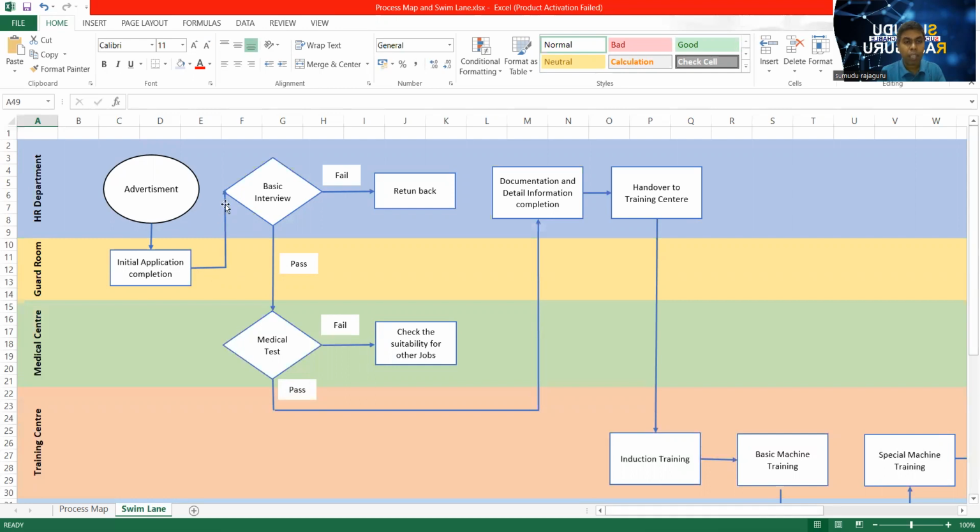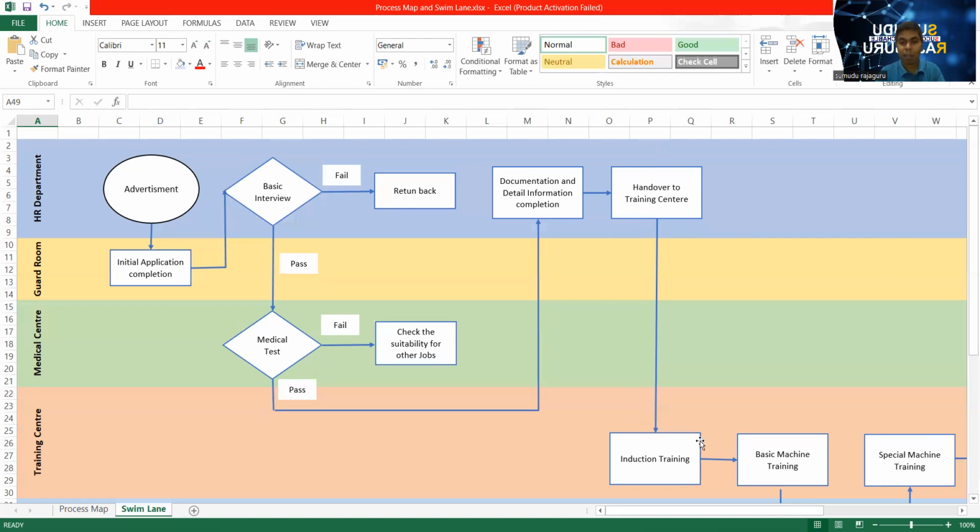Then we move again to the basic interview. We have to do that in the HR department. The same, it can be fail or pass. If it is pass, we go to the medical test. The medical test has to be conducted by the medical center. Because of that, I aligned this diamond shape with the medical center. There can be pass or fail. If pass, again we move to the document and detailed information completion part. It is the responsibility of the HR department, so I aligned it with the HR department. Then hand over to the training center, that is also the responsibility of the HR department.